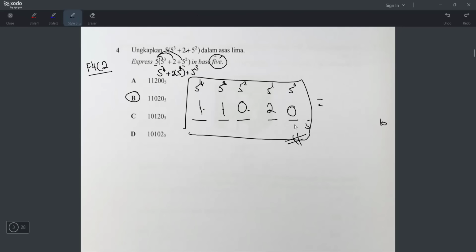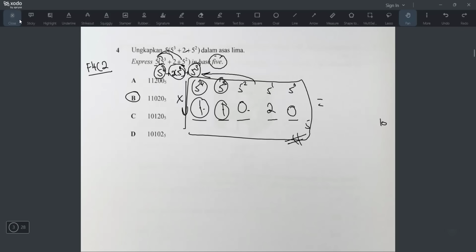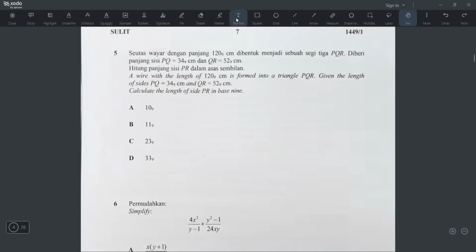Because when you change from a smaller base like base 5 to base 10, you take the place value and multiply, times the digit below. So 5 power 4 times 1, that gives you 5 power 4. 5 power 3 times 1, you see, you get back here. And then this one is 0, no need. 5 power 1 times 2 is here. Did you realize when you change back to base 10, you get back exactly like this? Yeah, so it means you did it correctly already. Okay, so hope you get it. Alright, I'll continue now.